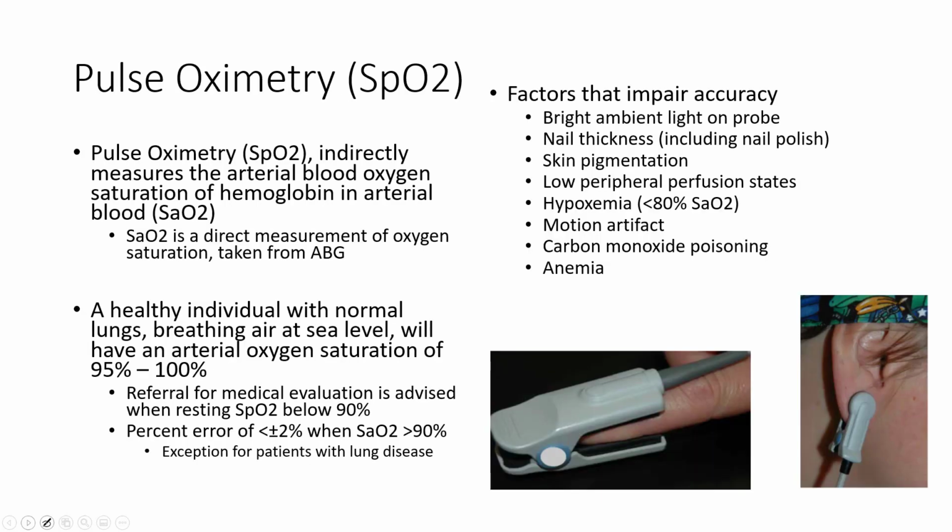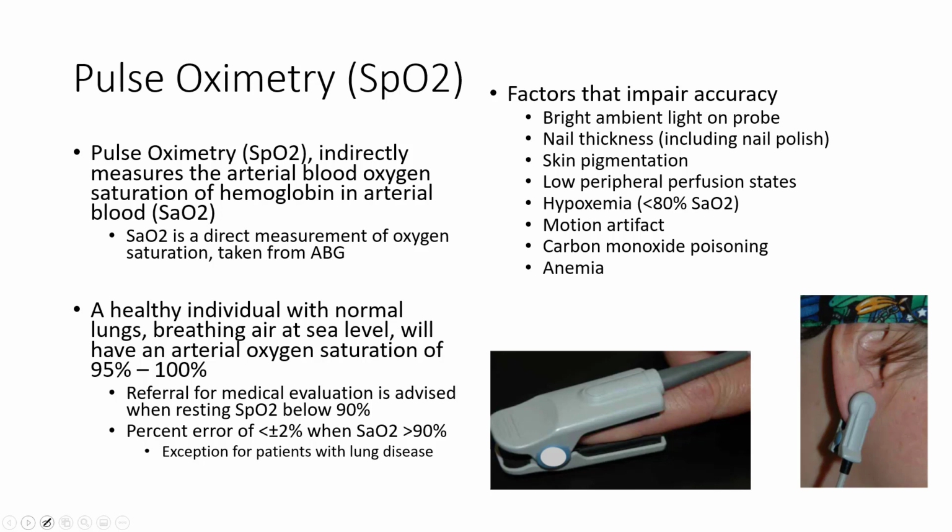Now, pulse oximetry is a way for us to assess respiration. Again, ventilation and respiration are a little bit different. Ventilation is movement of air in and out of the lungs. It has nothing really to do with gas exchange. Respiration, that's the gas exchange process.